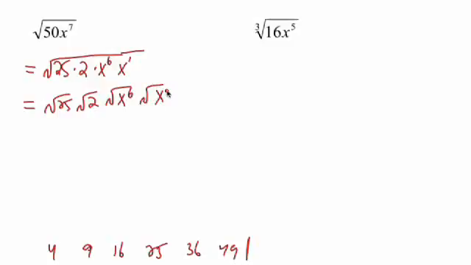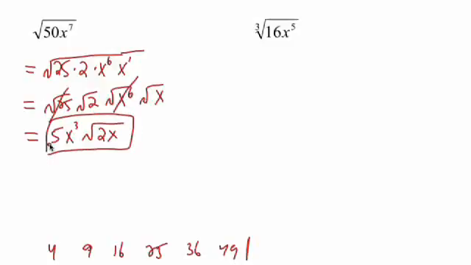Let's do the square roots we know first. I know the square root of 25, it's 5. I know the square root of x to the 6th. 6 divided by 2 gives me x cubed. But I don't know the square root of 2 or the square root of x, so those both stay under the radical sign. And this is our final answer, 5x cubed times the square root of 2x.